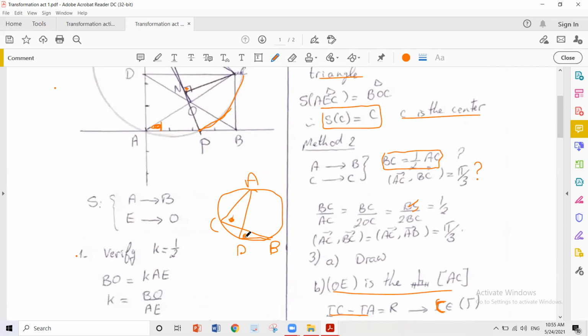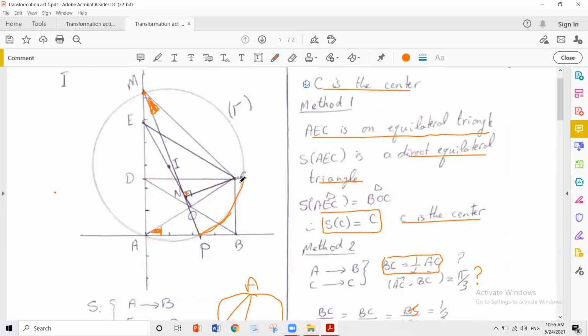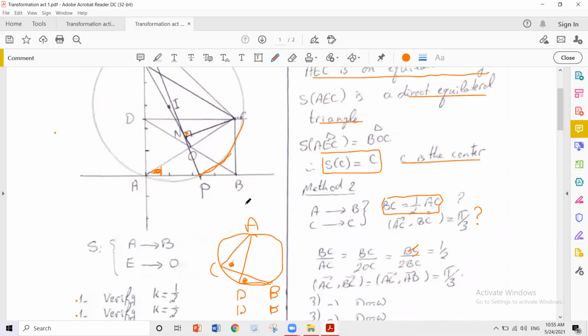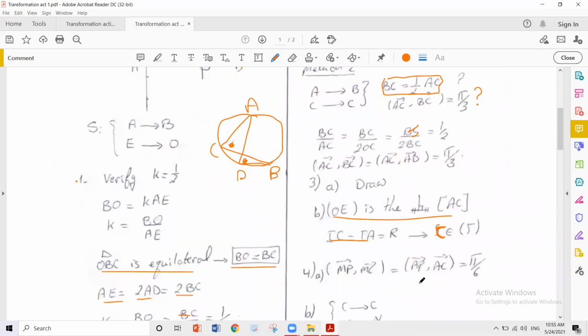They are opposite to the same arc, which is DB. Here, this angle is opposite to the arc CP. With this angle equal, opposite to the arc CP, then these two angles are equal. Equal pi over 6.